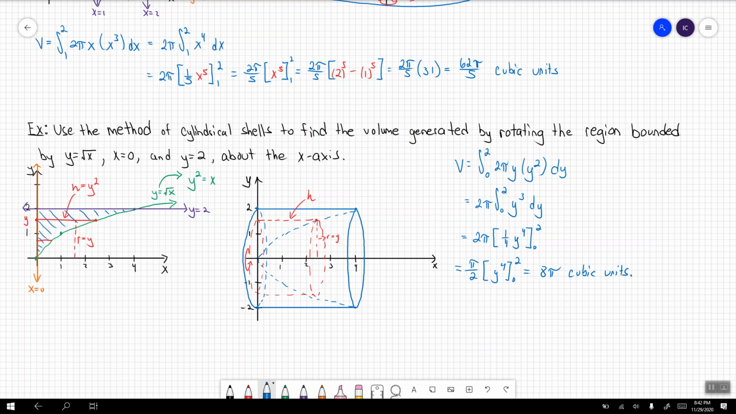So there we are. The volume for this figure that we generated by rotating it about the x-axis has a volume of 8 pi cubic units. Again, we must always analyze what is the region, what is the solid made by rotating that region about a certain axis, and then we can identify what is the radius of the shell, what is the height of the shell, and then what are we integrating with respect to. That way we can find the thickness of the shell.